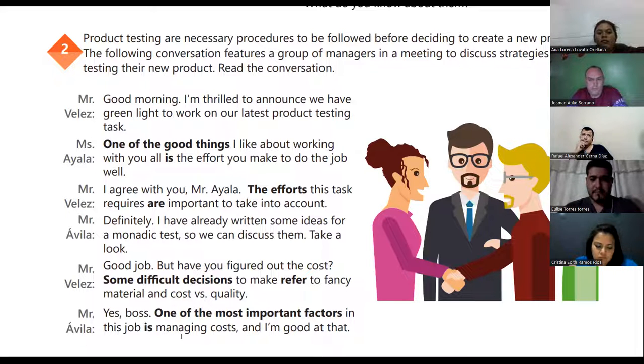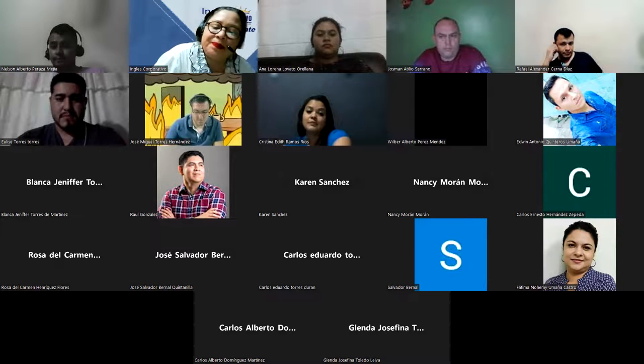Managing costs. Okay. Y aquí arriba, ¿cuál es la una de las cosas buenas? Effort. The effort you make to do your job well. Ese es lo bueno, ¿verdad? De lo que estamos hablando. Ok, bien. Vamos a ver entonces. Vámonos a practicar la conversación.